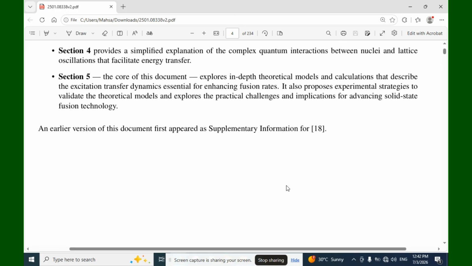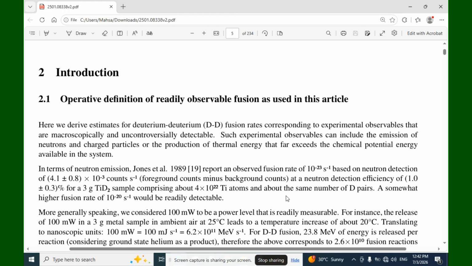An earlier version of this document first appeared as supplementary information for Reference 18. Now I want to go through the introduction, the operative definition of readily observable fusion as used in this article.